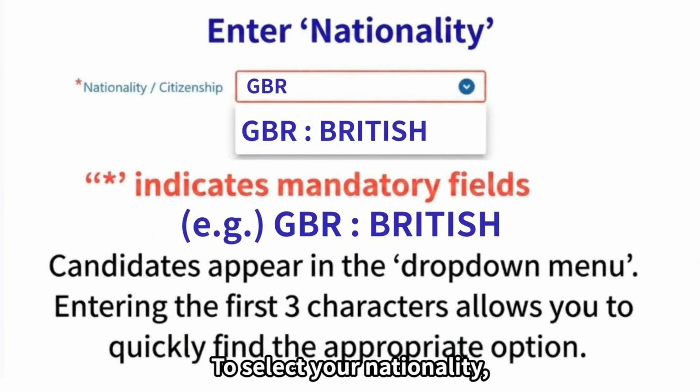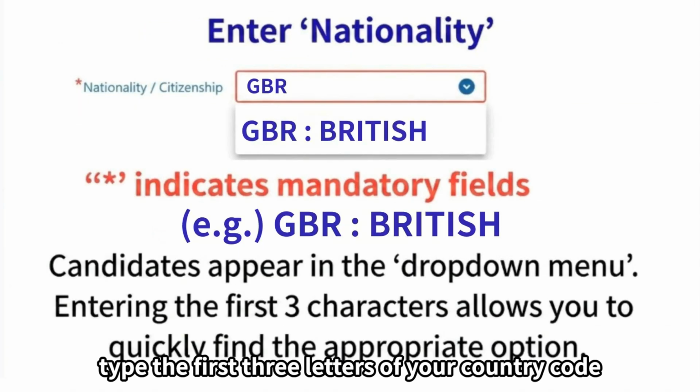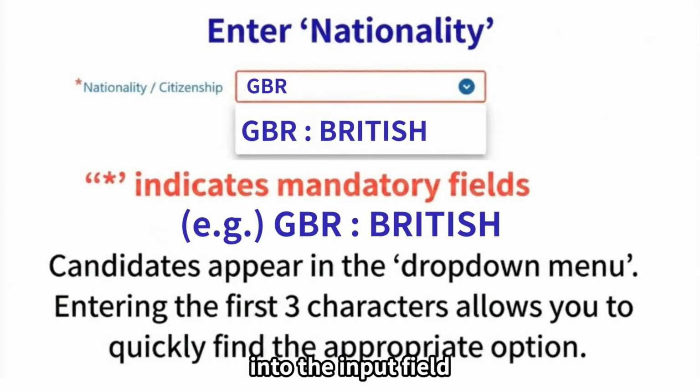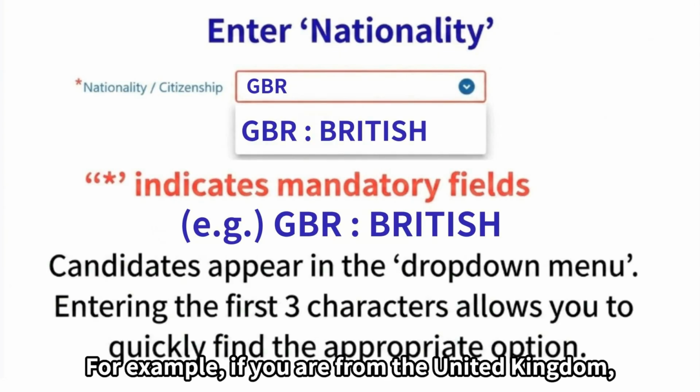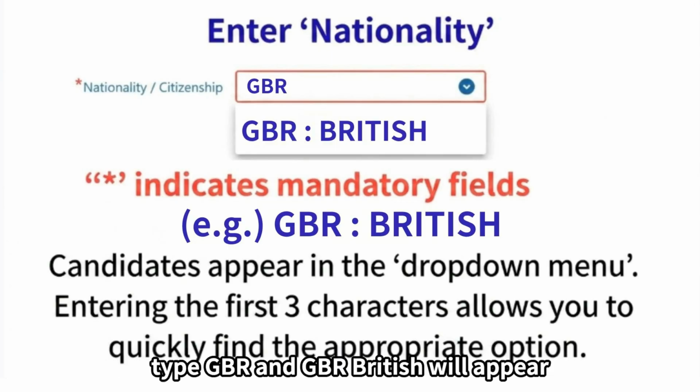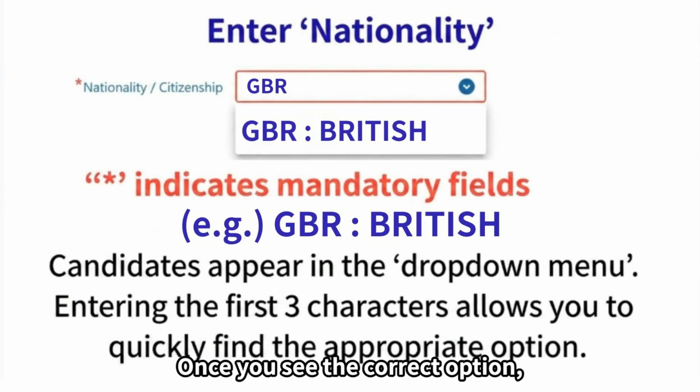To select your nationality, type the first 3 letters of your country code into the input field to see a list of suggestions. For example, if you are from the United Kingdom, type GBR, and GBR British will appear. Once you see the correct option, simply click it to select it.